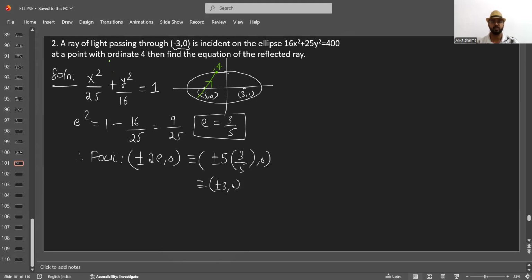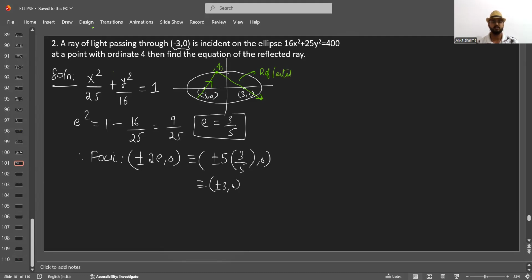We know the property of reflection. By the property of reflection, the ray which is incident and passes through one focus gets reflected and passes through the other focus. That means we basically get this point, and once we have this point, we can use the two-point form to get the equation of the reflected ray. So this is the incident ray, and this one is the reflected ray.